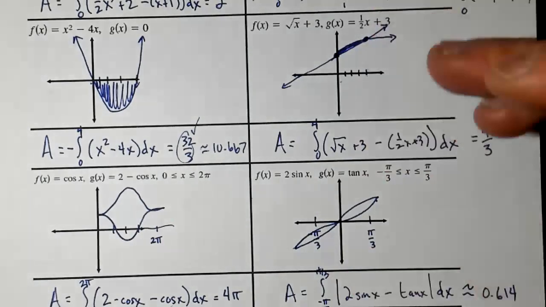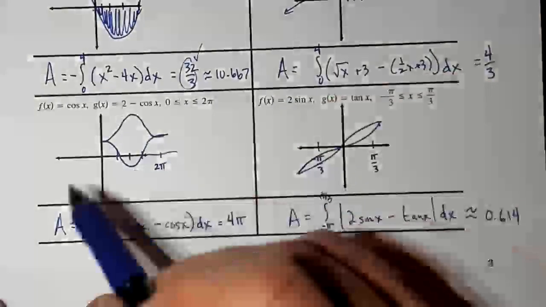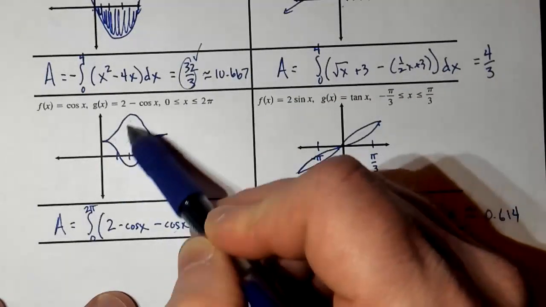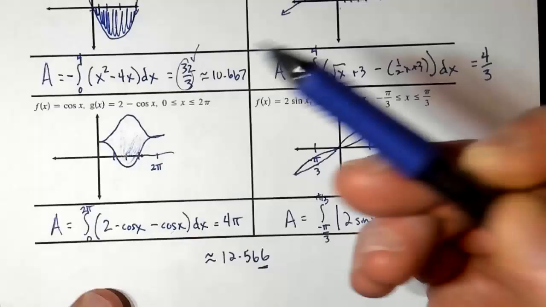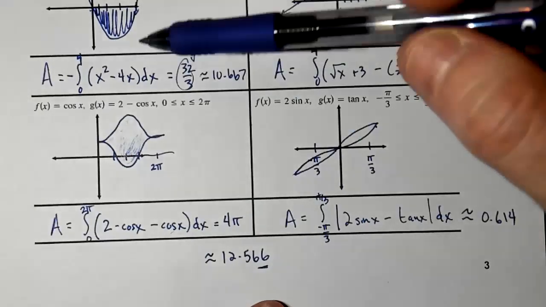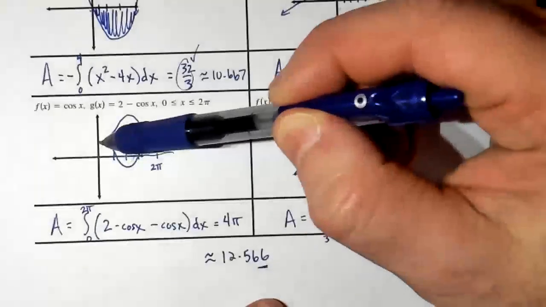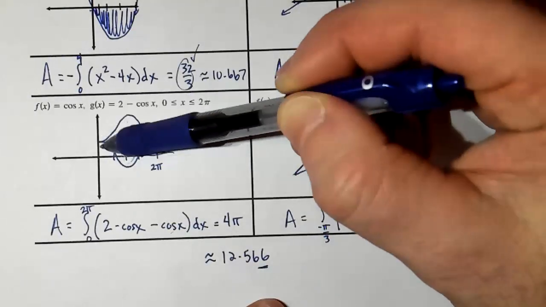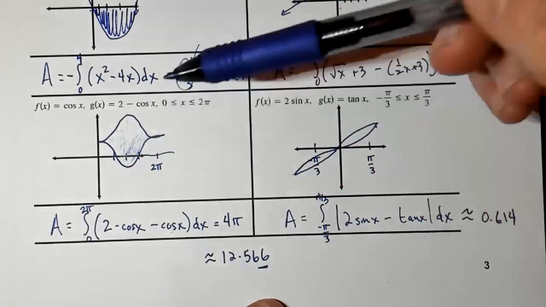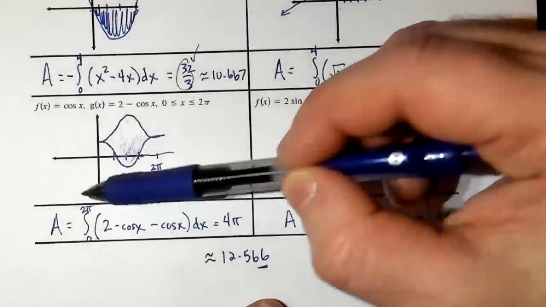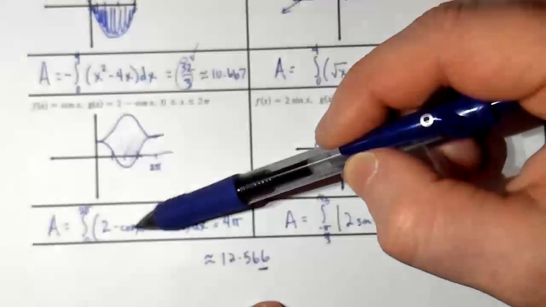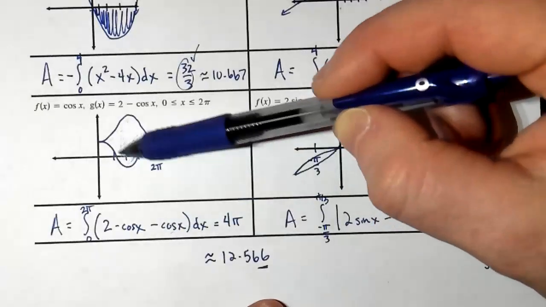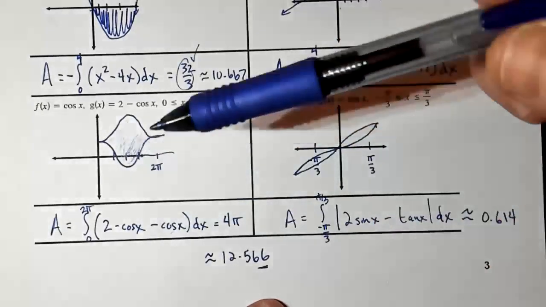Okay. This is from 0 to 2 pi, so you're really just dealing with all of this shaded area. And you don't really have to overthink this. So we got cosine of x, which is your traditional graph here, and then the 2 minus cosine x, which is right here. Okay, so it kind of looks like lips, but we're going from 0 to 2 pi. Top function is the 2 minus cosine x. Bottom function is the cosine x.